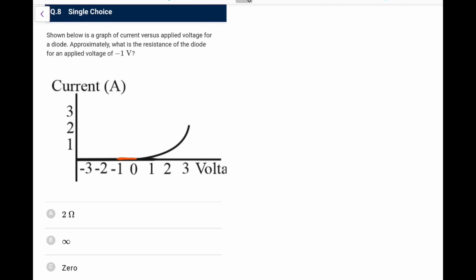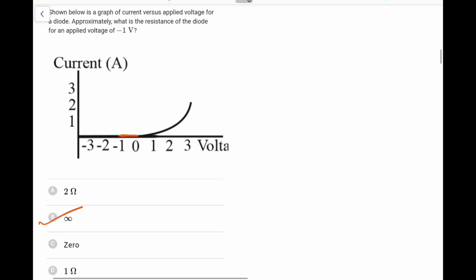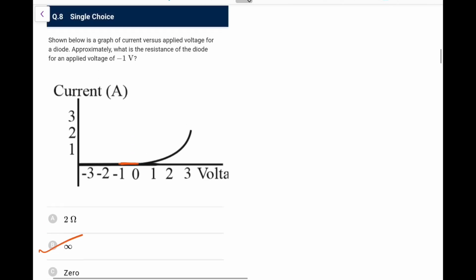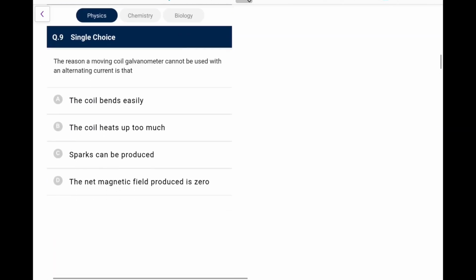Current is not changing even for voltage, so you can directly go for infinite, or it would have been a very large value, you know. So as per the option, it would be infinite. Also from the curve, it's infinite.